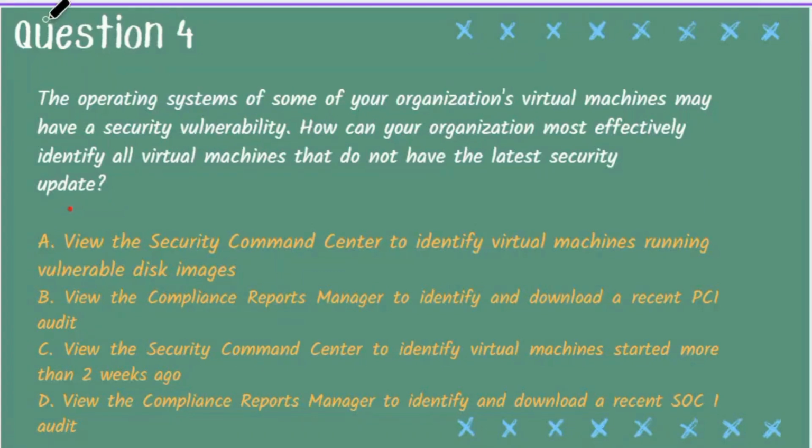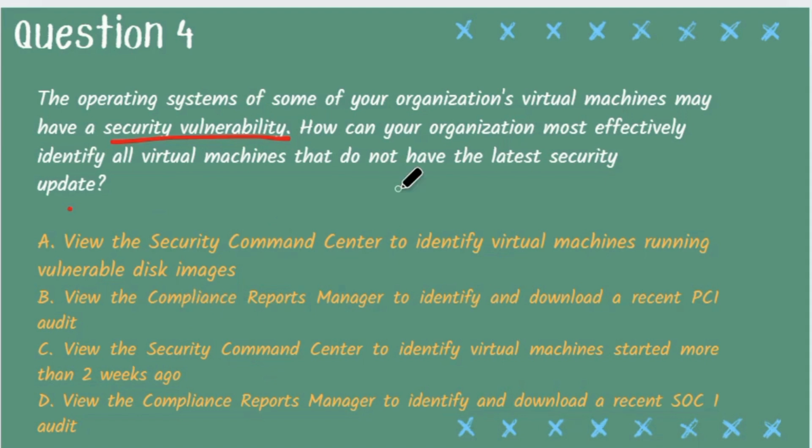Let's look at question number 4. The operating systems of some of your organization's virtual machines may have security vulnerabilities. How can your organization most effectively identify these virtual machines that do not have the latest security update? If you just glance at these options, you have 2 security services listed here. One is the Security Command Center and the other one is the Compliance Reports Manager. The Security Command Center mostly deals with security vulnerabilities, so it seems to be the closer option. And the Compliance Reports Manager deals with regulatory audits and so on.